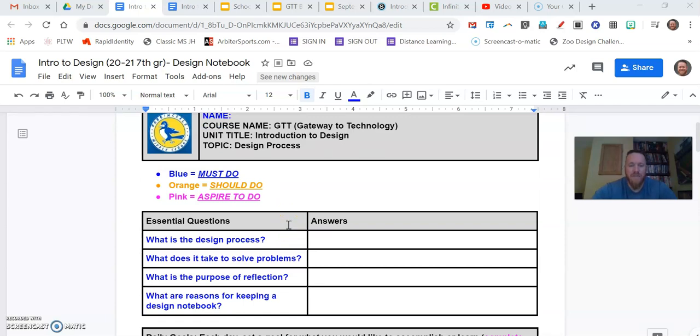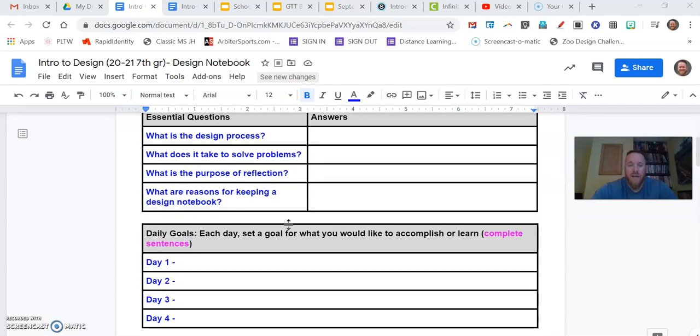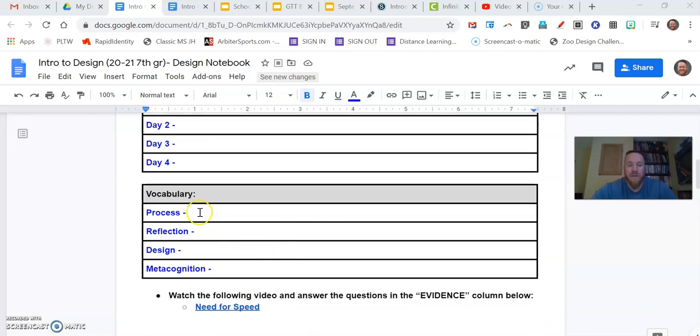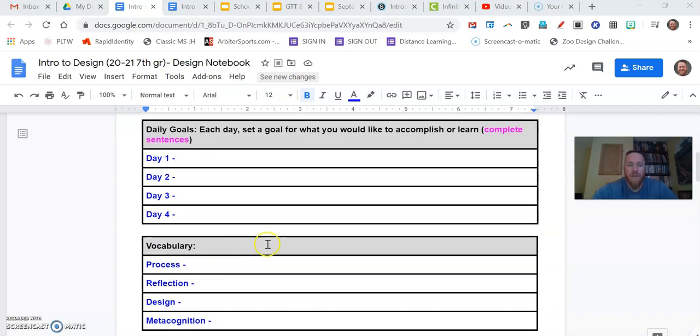So today our activities are to complete the vocab. In addition, we have a goal that you need to come up with. So I said it's vocab, so I scroll down here, there's 4 words: process, reflection, design, and metacognition. You need to come up with definitions for those, but you should also have a goal. So before you start, what do you want to do? I'd like to get these done in 15 minutes. I would like to find my own definitions. Just be detailed. And again, aspire to write those as complete sentences. So set your goal here.